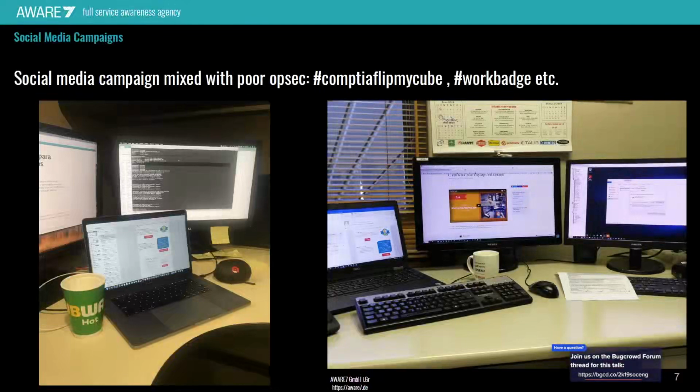One case that is pretty popular from the beginning of 2018 was the CompTIA Flip My Cube competition, where a lot of people put their workspaces on Twitter under the hashtag CompTIA Flip My Cube. It was a big thing in 2018 because there were so many OPSEC leaks that it's pretty hard to see them all. As you can see on the pictures, a lot of people just posted their inbox in the photo, or the domain controller of an organization, or firewall rules. So this was generally a real OPSEC fail.